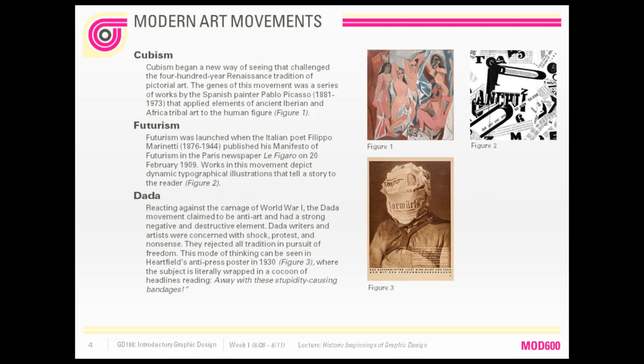Futurism, if you look at figure 2, was launched by the Italian poet Filippo Marinetti, from 1876 to 1944, and he published the Manifesto of Futurism in the Paris newspaper Le Figaro. But if you look at the design on figure 2, it's a typographic illustration. The type is on all sorts of different angles, all sorts of different sizes, and it's intended to tell a story. And that's Futurism.